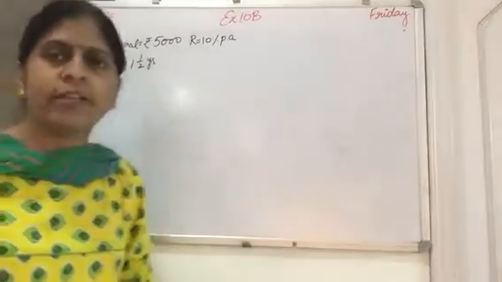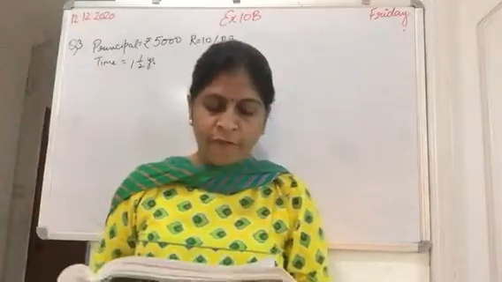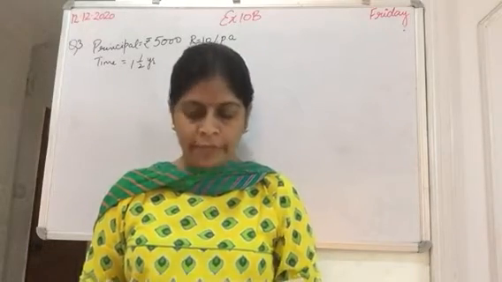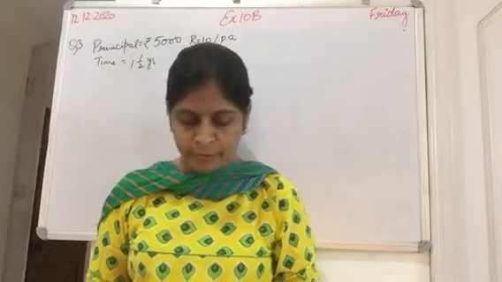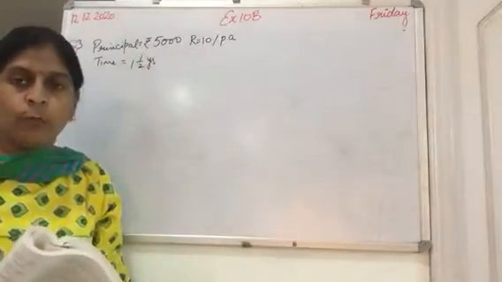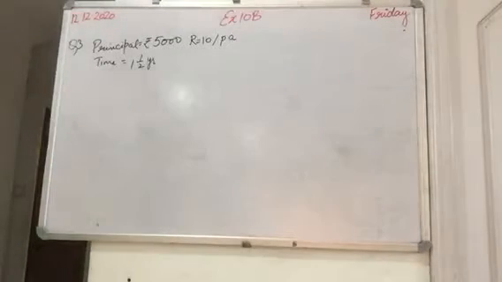Okay students, now let's do question number 3. Find the compound interest on 5,000 at the rate of 10% per annum, where 5,000 is the principal, and the tenure is one and a half years.